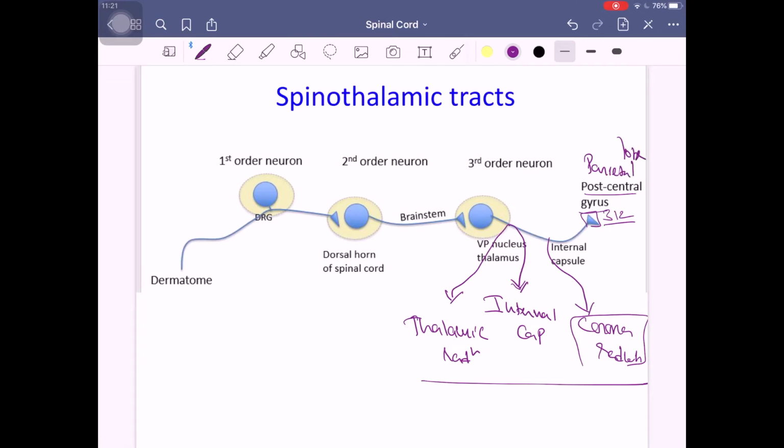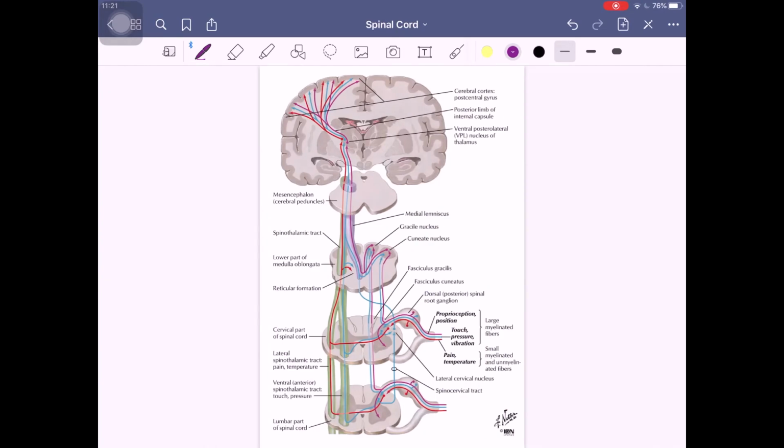You know the parietal lobe of cortex, so this is where it is ending. Now this is in a picture I have taken from the Netter. Now this image is beautiful. Once you have understood all of this, it will give you the clear-cut idea.